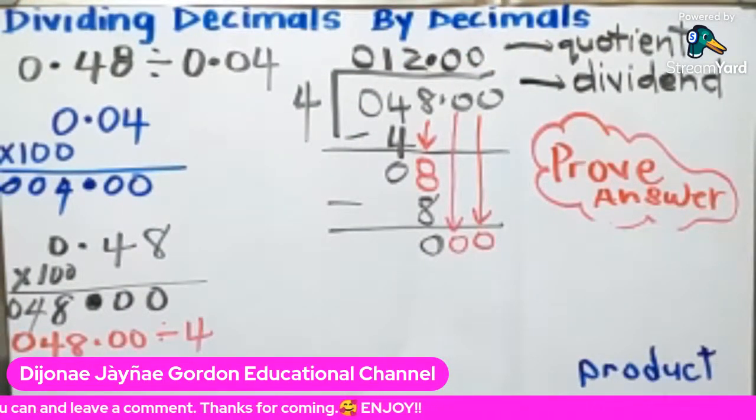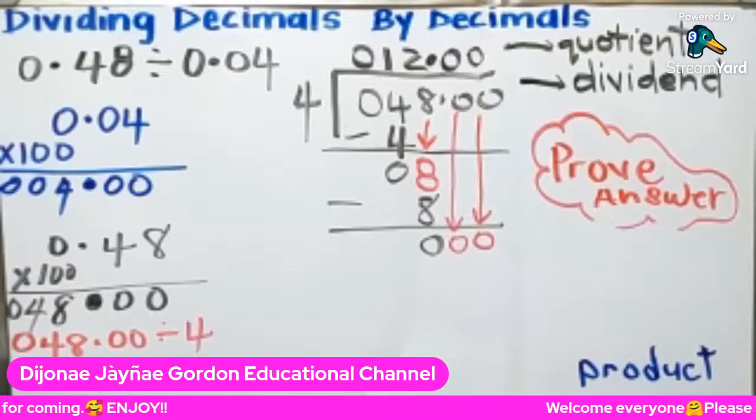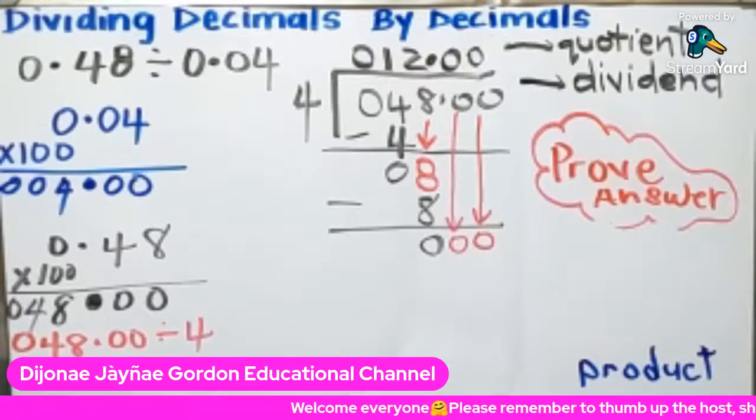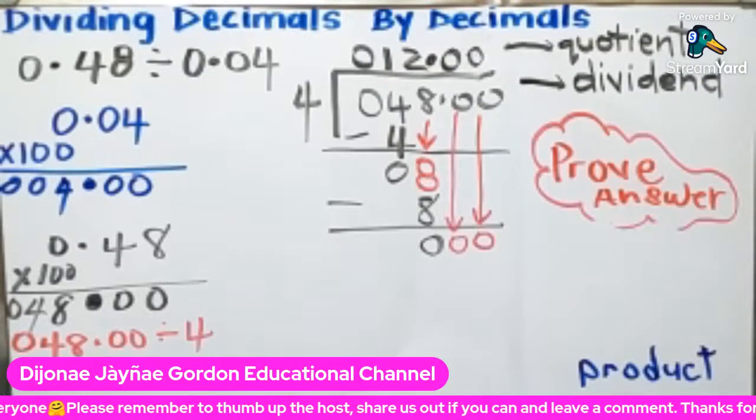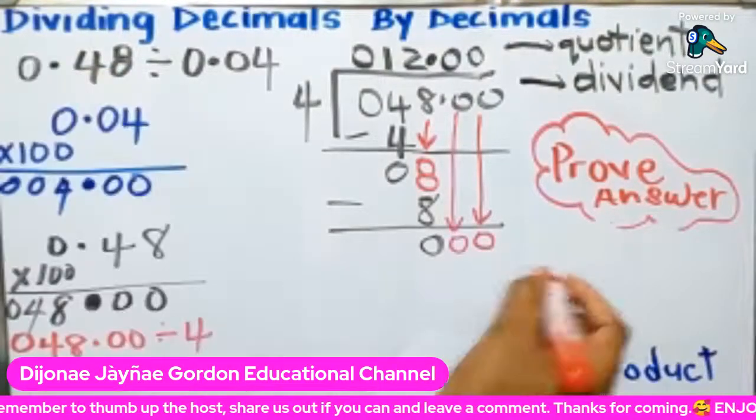So right here, our quotient is 0.12. Our quotient is 0.12 because 0.1200 is the same thing as 0.12. All right, so let's prove to see if our answer is correct. Of course, you're going to take your quotient and multiply it by your divisor. Let's go right ahead and do it.